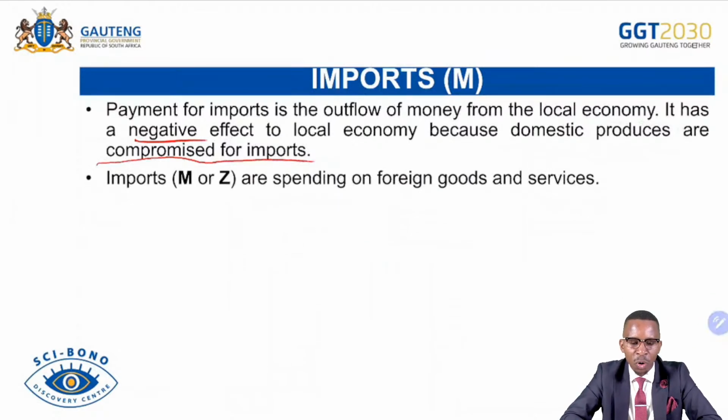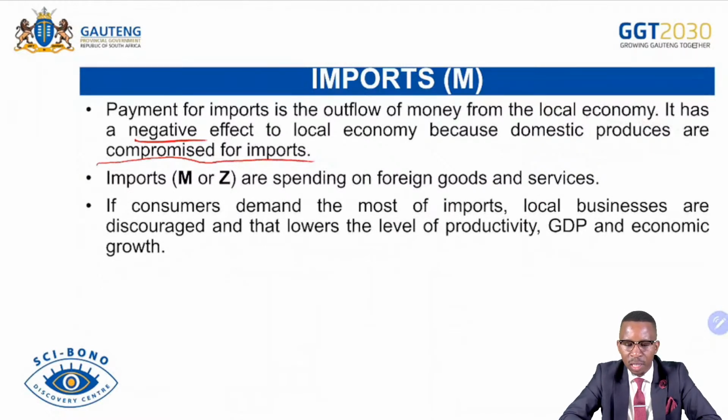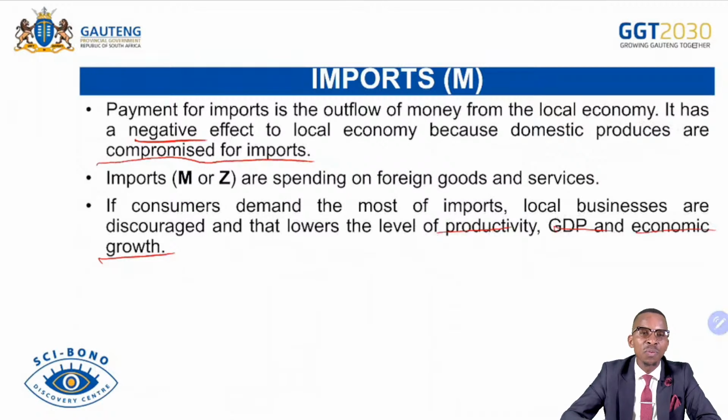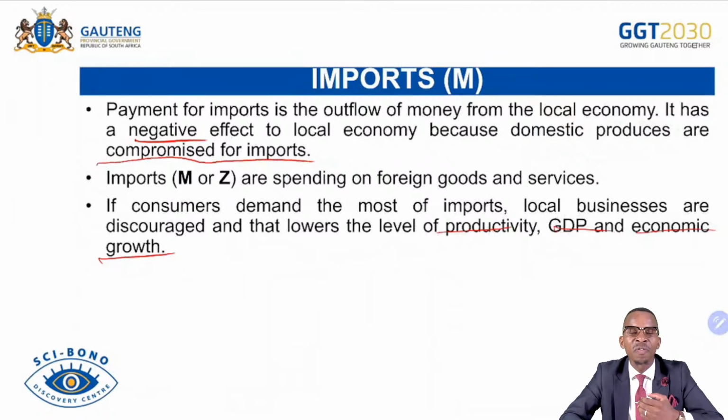The imports, which is M, are spending on foreign goods and services. If consumers demand most of their goods as imports, local businesses are discouraged, and that lowers the level of productivity within the country, GDP, as well as economic growth. As consumers, if we demand mostly imported goods, while those goods can be or are also produced locally, our local firms will be discouraged from producing even more. That will lead to them even shutting down because they will be facing unfair foreign competition. That will lead to our economic growth declining, productivity declining, and GDP also declining, because local goods are not consumed, but foreign goods are consumed.